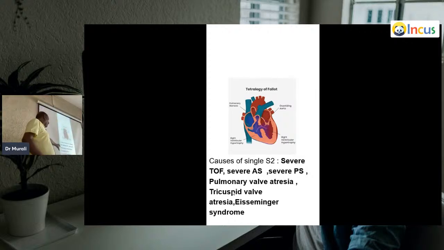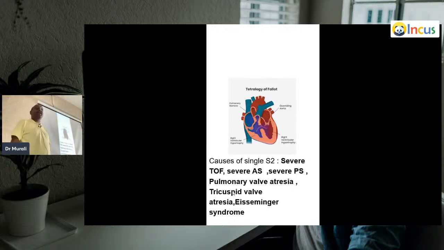Alright? Then Eisenmenger syndrome. So what is Eisenmenger syndrome? Eisenmenger syndrome is the development of pulmonary hypertension, because of which a left to right shunt became a right to left shunt. Normally in ASD, VSD, PDA, in all the three, are they cyanotic or acyanotic? They're all acyanotic. There will be no cyanosis if there is an ASD, VSD or PDA.